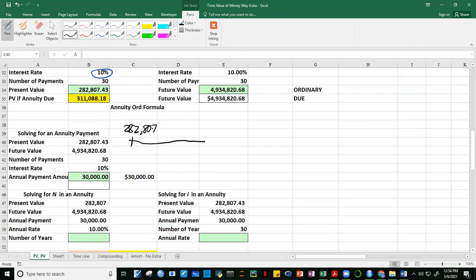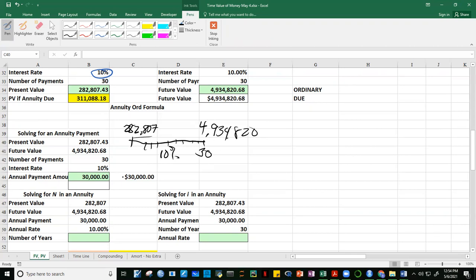282,807, no? If you're going to invest that for 30 years, at 10% interest, that is equivalent to 4,934,820. Okay, equivalent yan, guys. Okay, it's not as if you get 282 now and then you get also 4,934 after 30 years.